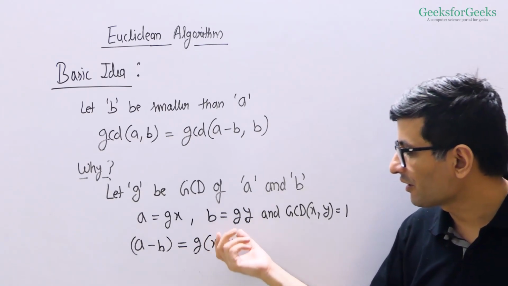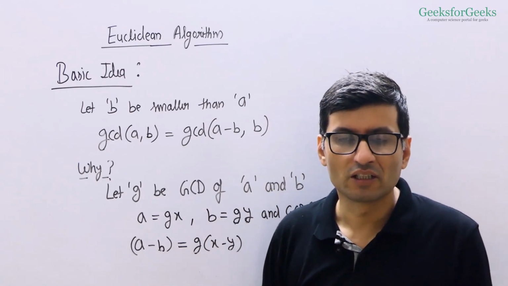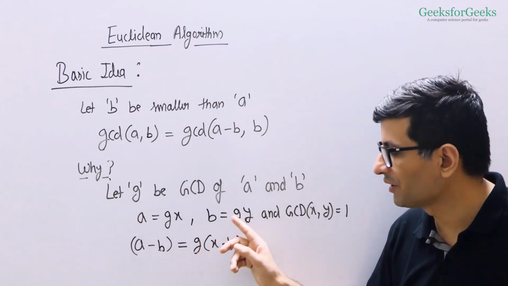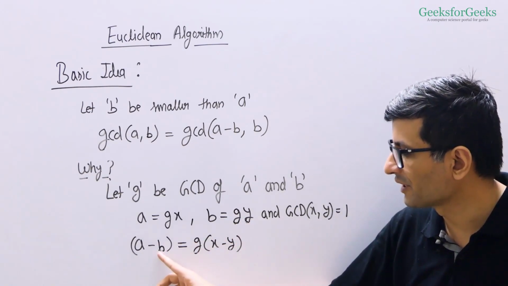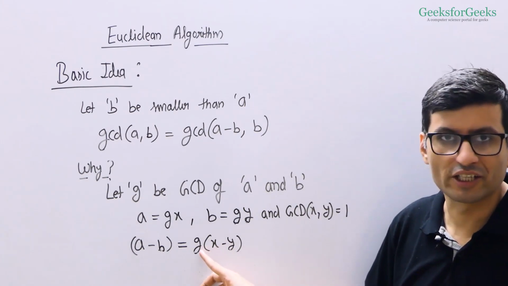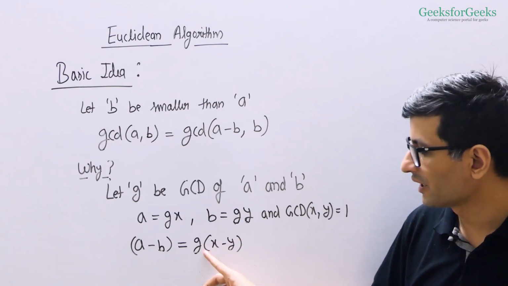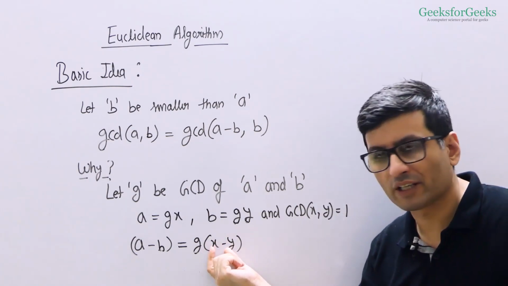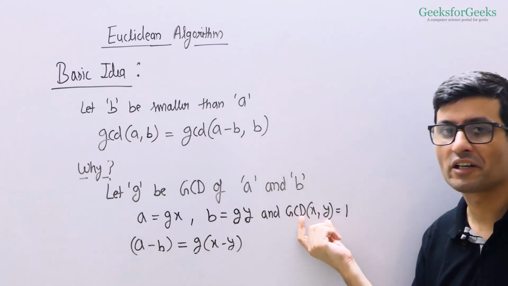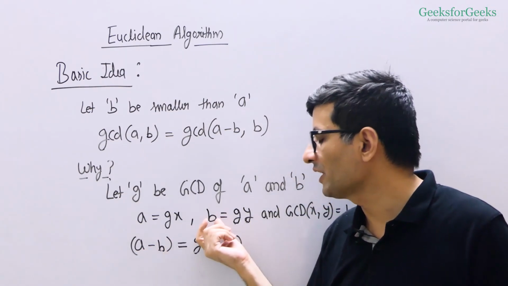Now we need to show that B and A minus B also have GCD as G. How do we show it? See, one thing is very clear: G is a common divisor. We have written B as Gy and A minus B as G times (x minus y). Now how do we show that G is the greatest common divisor? See, if there is a larger common divisor, then there should be one more common factor between x and y. And this contradicts this, right? So G has to be GCD of A minus B and B also.